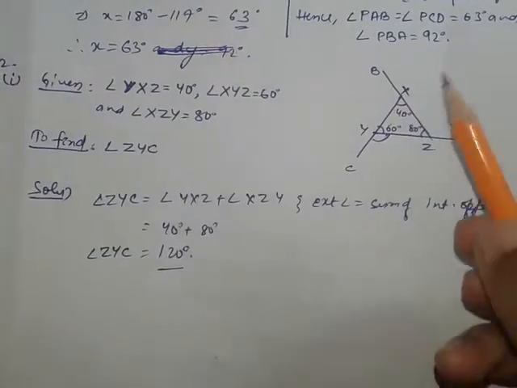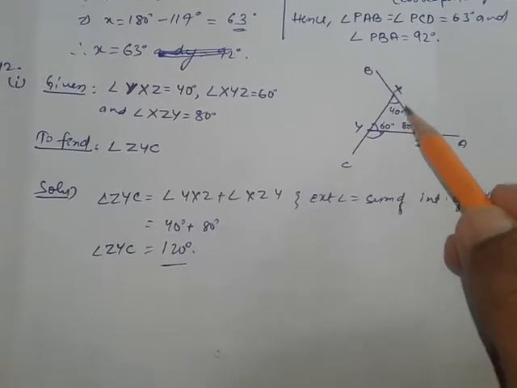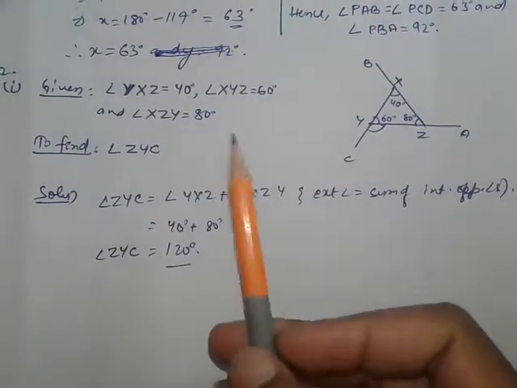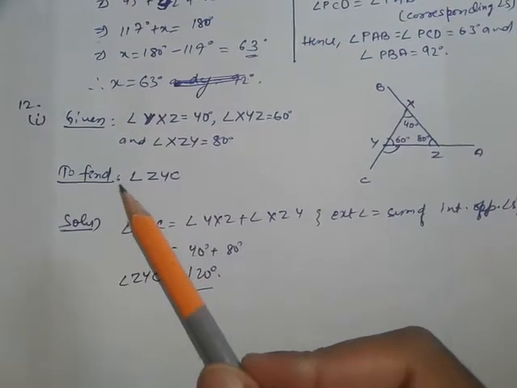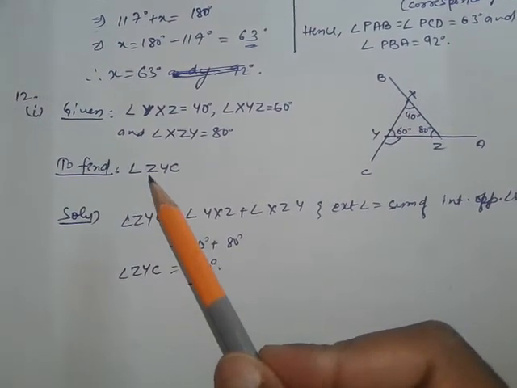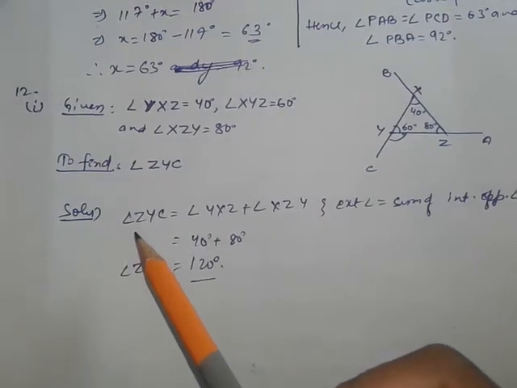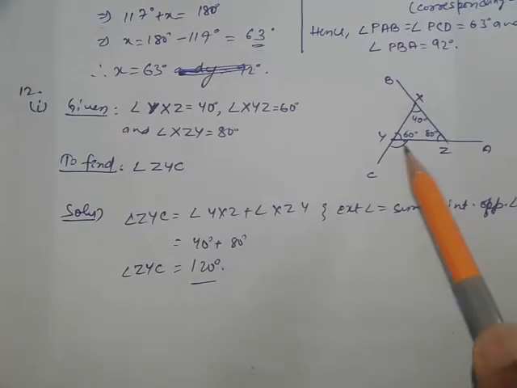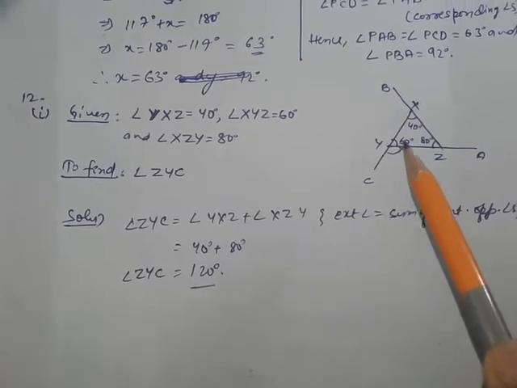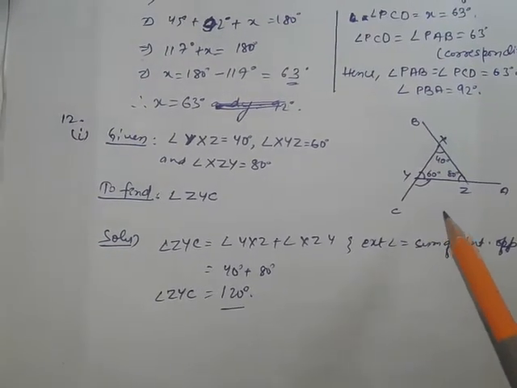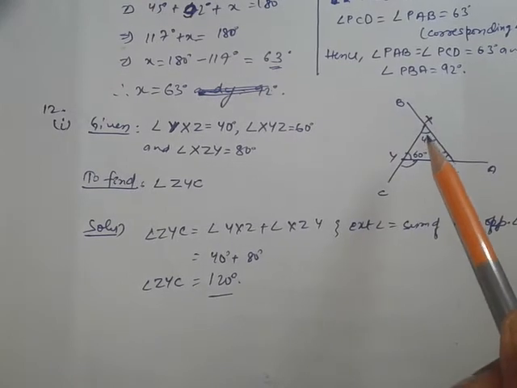First of all, I have made the diagram and given the values whatever is given to us, and then to find, I have written here XYC solution. XYC equals to, XYC, this one is equals to how much?